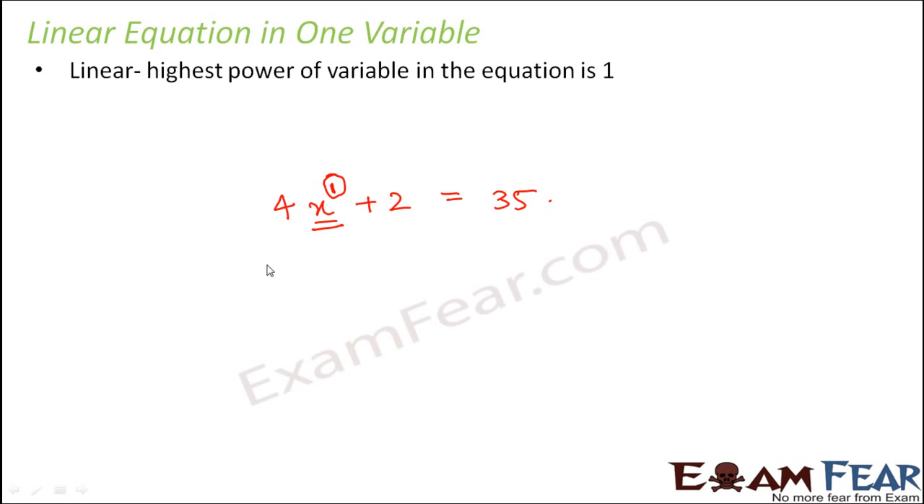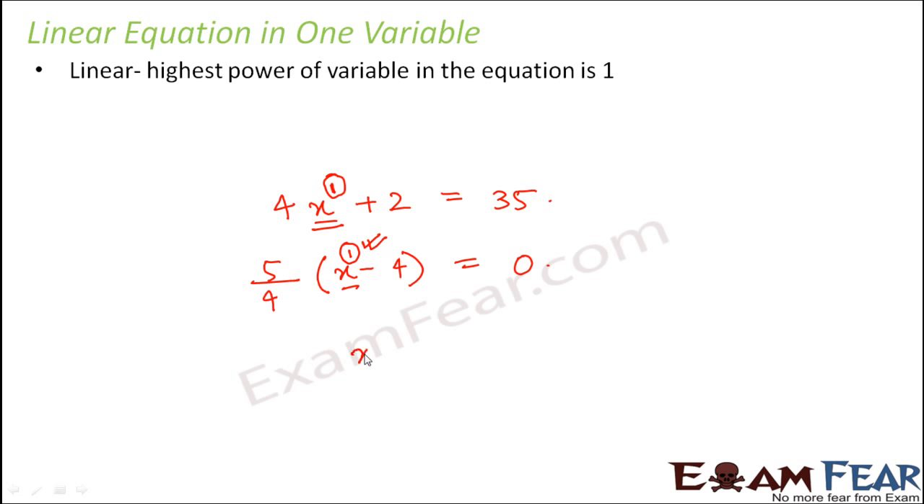Let us look at a few more examples. Let us take this example: 5 by 4 into x minus 4 is equal to 0. How many variables do we have? 1, that is x. What is the highest power of x? That is 1. So here also the highest power of the variable is 1. So this is also a linear equation.